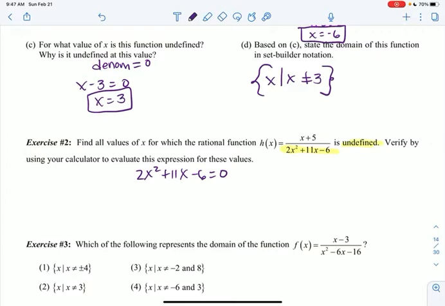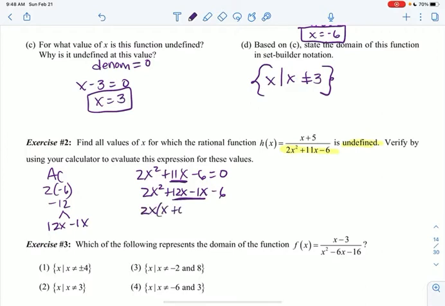You guys are probably doing the AC method, because in order to solve, I have to factor this. So I'm going to multiply 2 times negative 6, which is negative 12. Now I'm looking for the factors of negative 12 that will give me a positive 11x, and that's going to be 12x and negative 1x. So I'm rewriting that 11x in the middle as positive 12x and negative 1x. All right. I now have 4 terms and I can factor by grouping. So I'm going to pull out a 2x and I'm left with x plus 6. And then I'm going to factor out a negative 1 and I'm left with x plus 6.